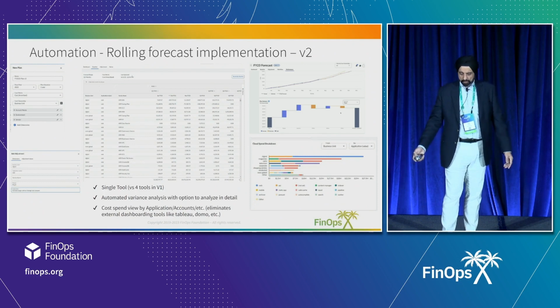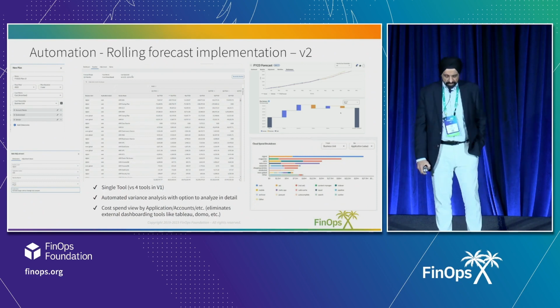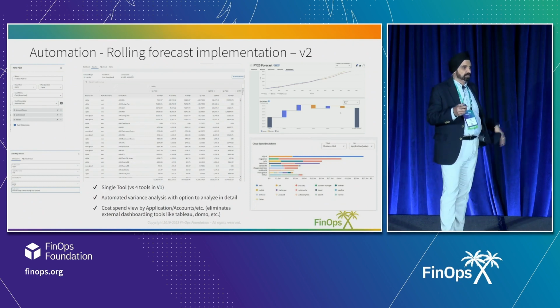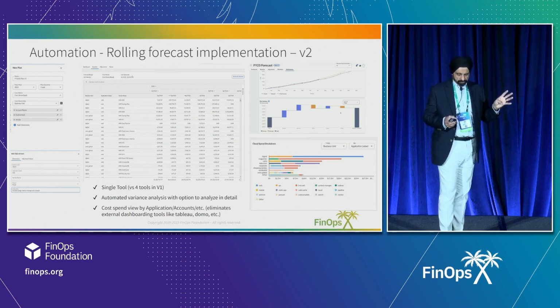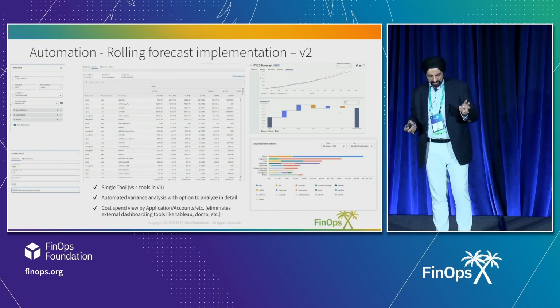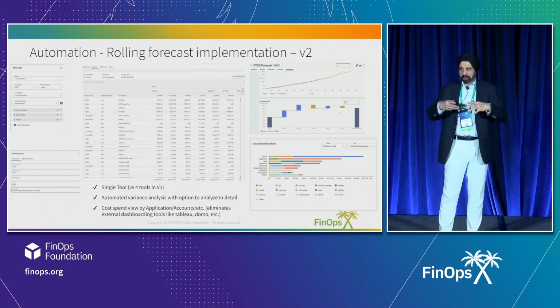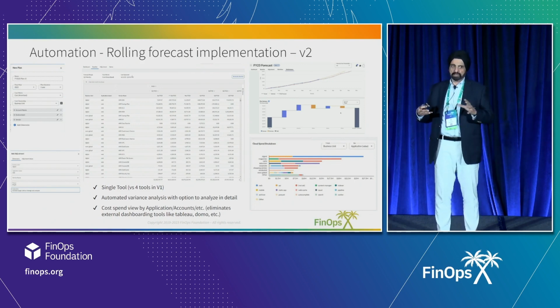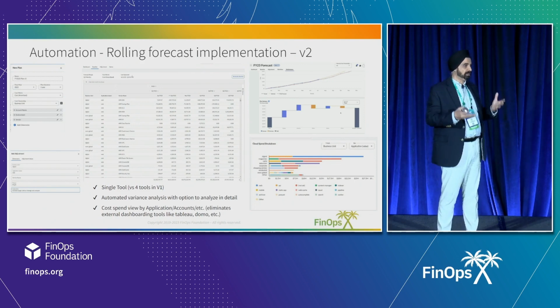And this is what we get from this. The plus is you're combining your 4 tools into 1 tool. You're doing automated variance analysis, and however you want to see that particular data is available to you. How does it help you?